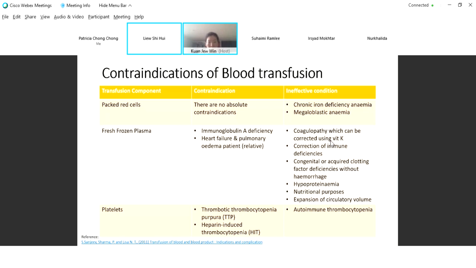It is indicated only to prevent hemorrhage in patients with thrombocytopenia or platelet function defect. However, it is contraindicated in thrombotic thrombocytopenic purpura and also heparin-induced thrombocytopenia because they may have a higher risk of getting arterial thrombosis. And it is also ineffective in autoimmune thrombocytopenia because in these patients, they already have preformed antibodies. So whenever you infuse new platelets into the body, they will get attacked by the antibody itself and lead to rapid destruction of the platelets.